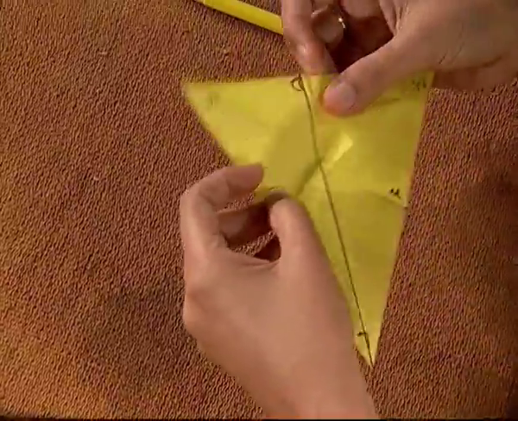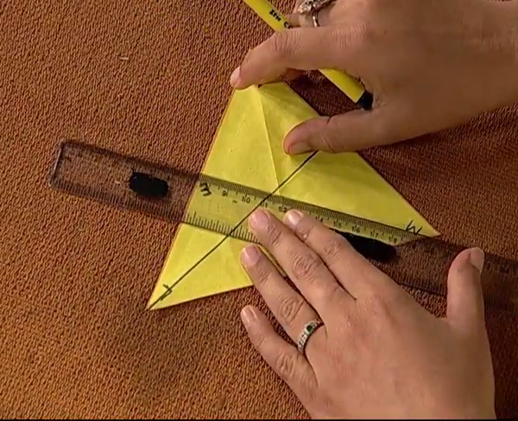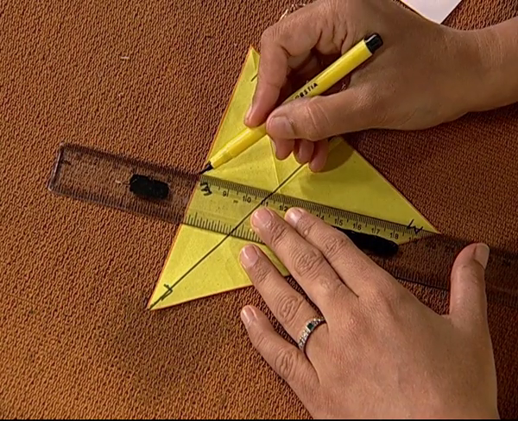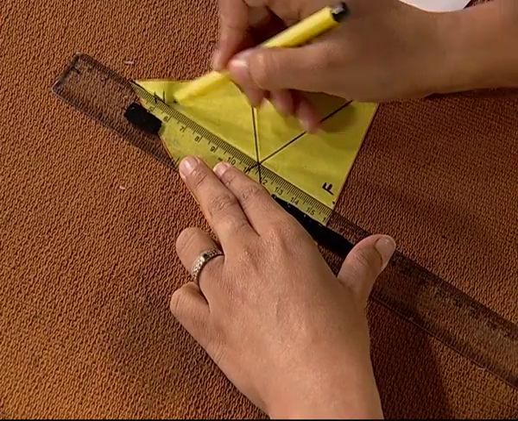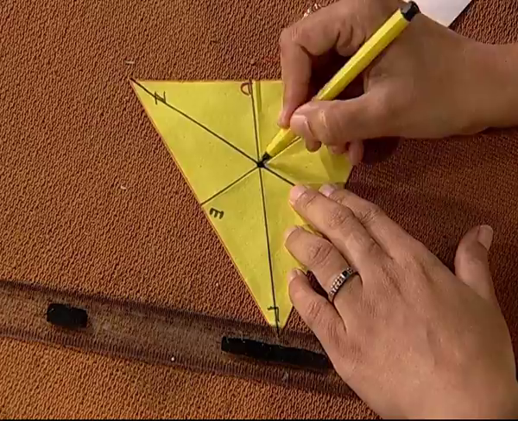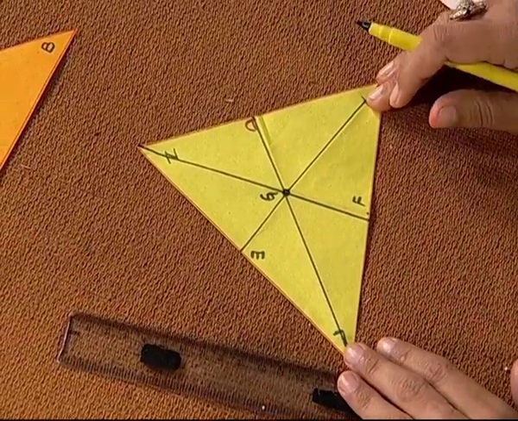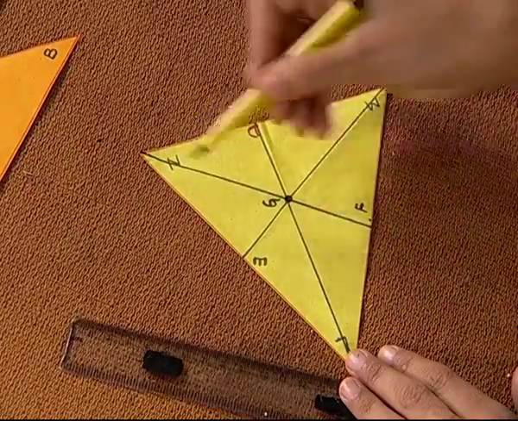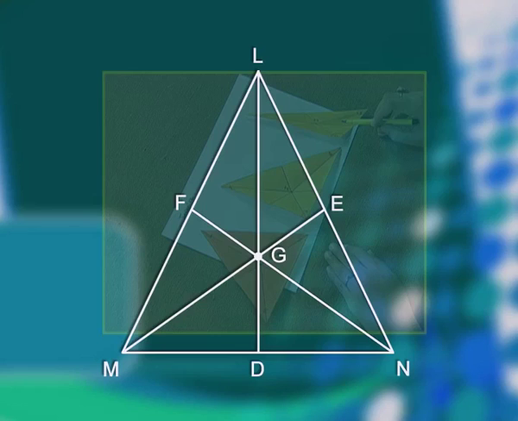Now observe carefully that all the 3 medians meet at a common point, and this point is called centroid. Observe that the point G, which is the centroid, lies inside the triangle LMN, where LMN is an acute triangle.